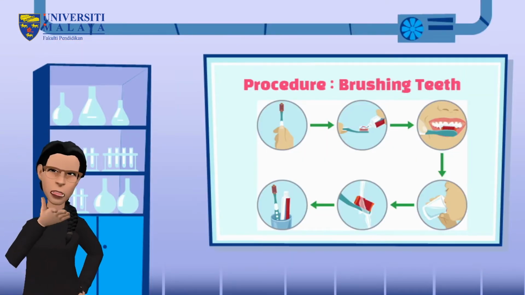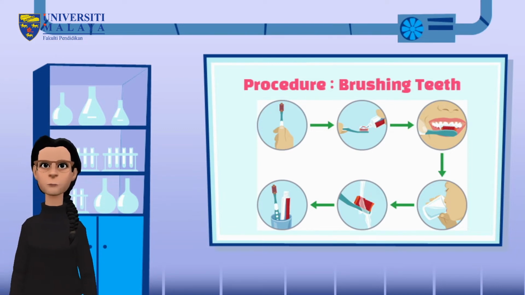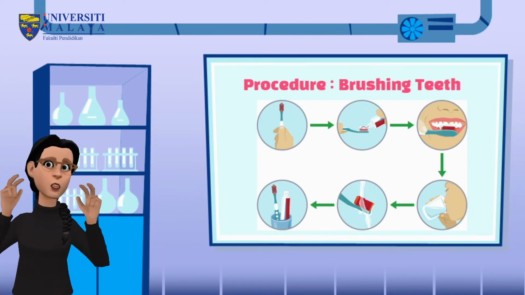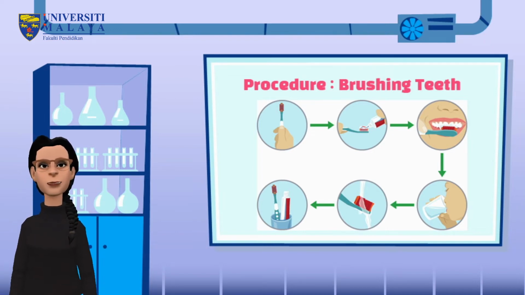A real-life example of a procedure is brushing your teeth. There are several steps involved in this process: getting your toothbrush, squeezing the toothpaste onto the brush, brushing all your teeth, then rinsing your mouth out and putting everything back. Each of these steps is usually described separately. They just form part of the whole brushing teeth procedure.